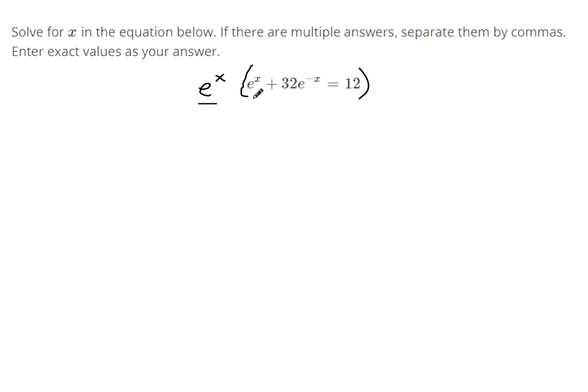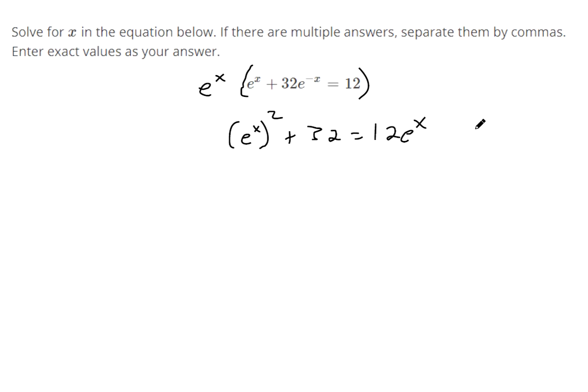And if you do that, e to the x times itself makes e to the x squared. And e to the x times e to the negative x, the powers would add to make e to the 0, so that's just 32. And then e to the x times 12 makes 12 e to the x. So this is quadratic in terms of e to the x.